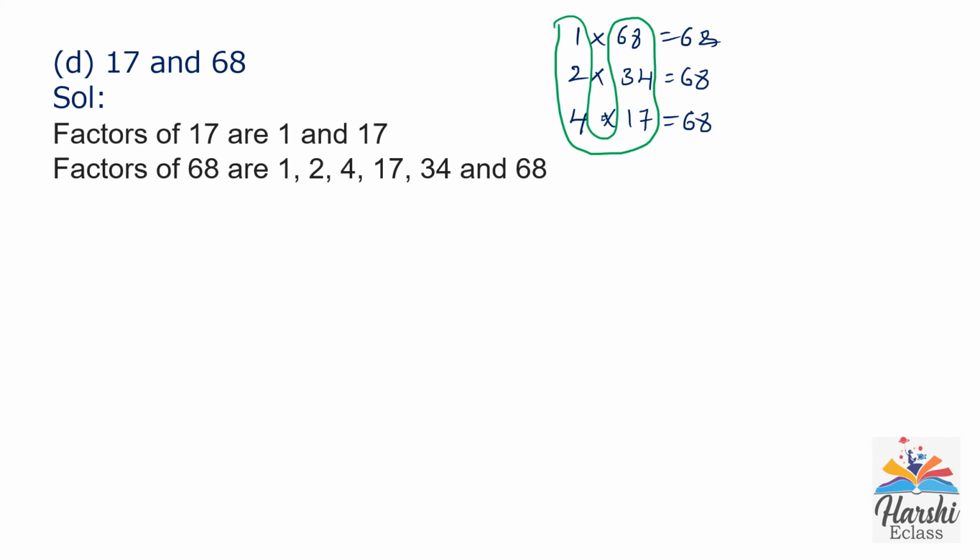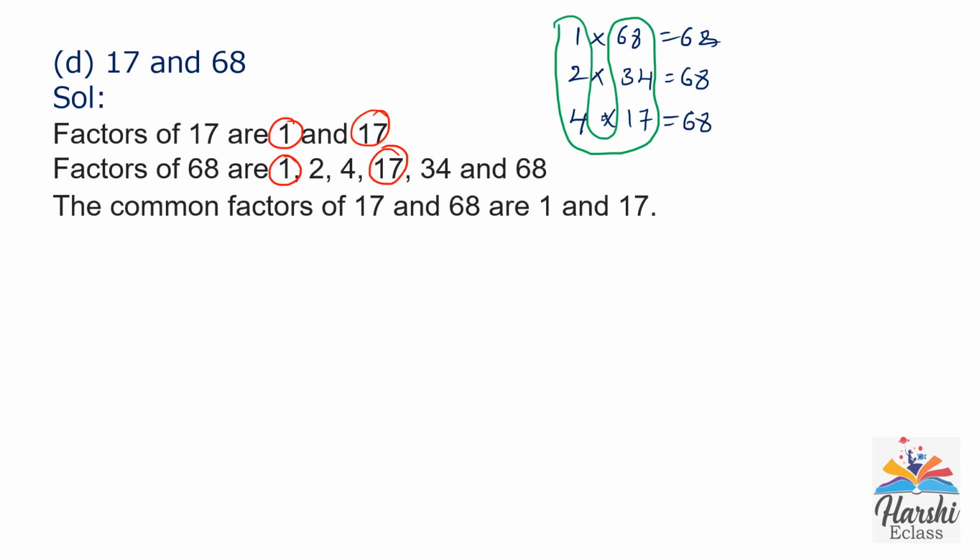Common factors. Let's compare and find the common factors. Common factors are 1 and 17. These 17 and 68 have two common factors, those are 1 and 17. That means these are not co-prime numbers.